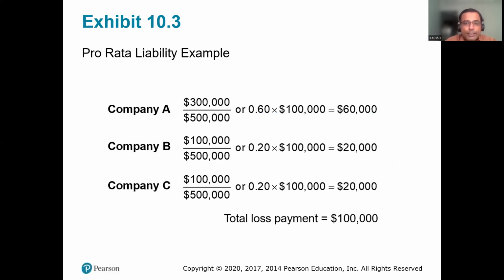So let's take the example of an individual who has taken $500,000 of insurance, of which 60% is from one insurance company, 20% from another insurance company, and the remaining 20% from a third insurance company. So whatever losses happen, the payout happens in the ratio of 60:20:20. That is the share of contribution to the total insured amount.